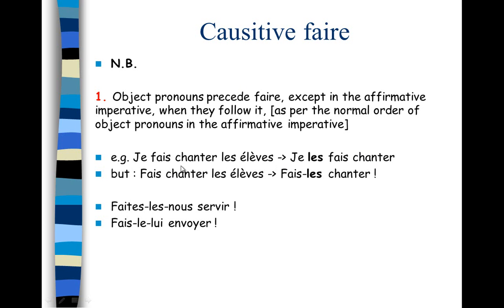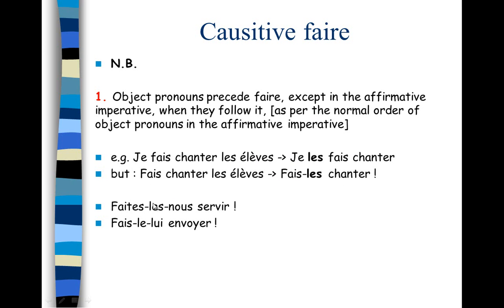Let's have a look at an example here. Fais chanter les élèves, make them sing. Fais-les chanter. But again, this is what would happen in the normal order of things with the imperative in the affirmative. So, je fais chanter les élèves. I make the students sing. I make them sing. But make the students sing, make them sing. And that's what it looks like.